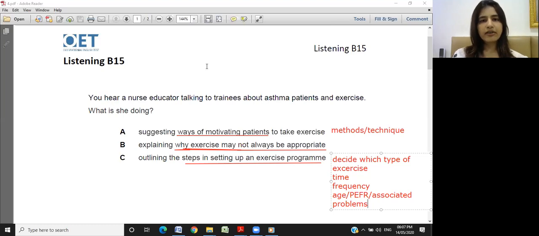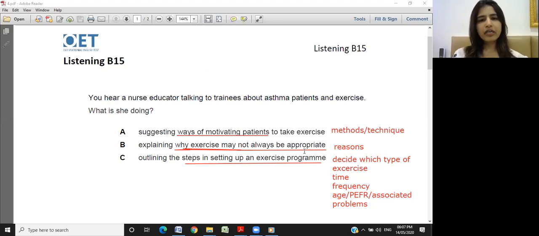And if B is the correct answer, we would hear reasons. Reasons for not doing exercises. In what cases patients with asthma should not exercise and why they should not exercise.